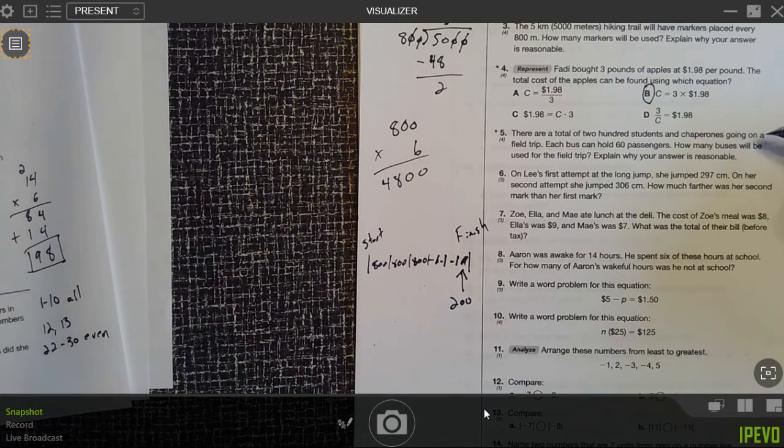5, there are a total of 200 students and chaperones going on a field trip. Each bus can hold 60 passengers. How many buses will be used for the field trip? Okay.